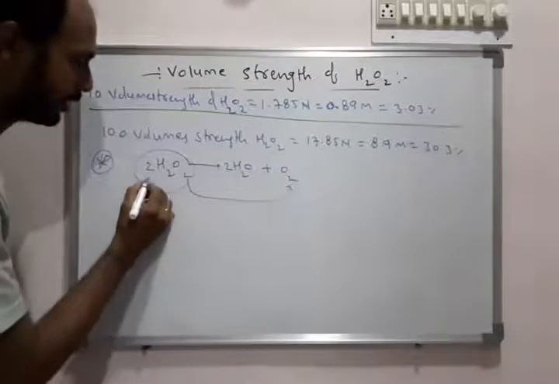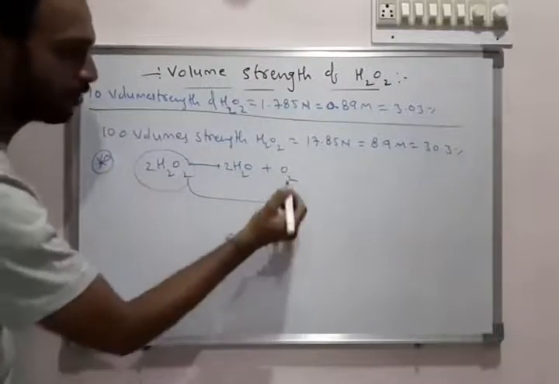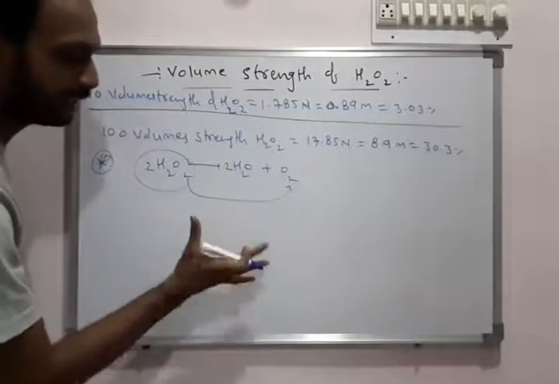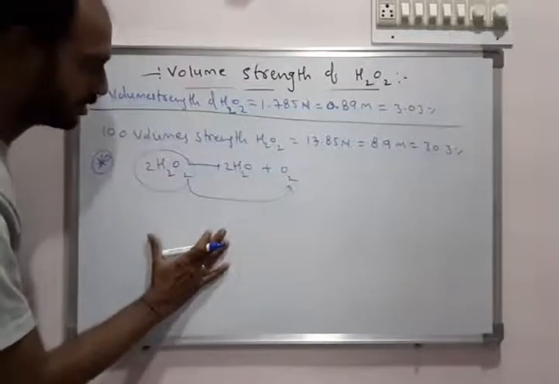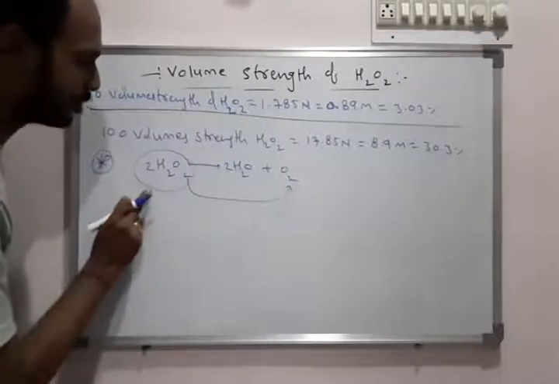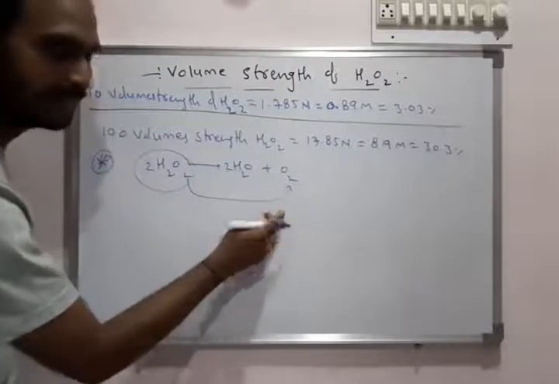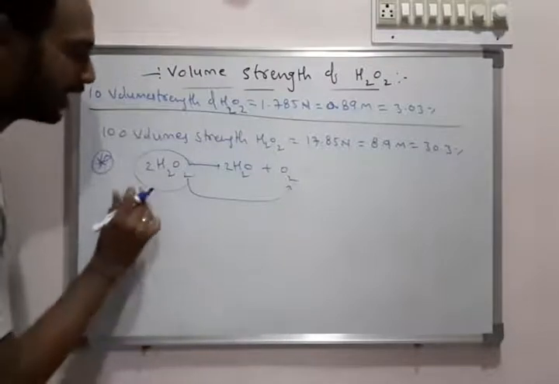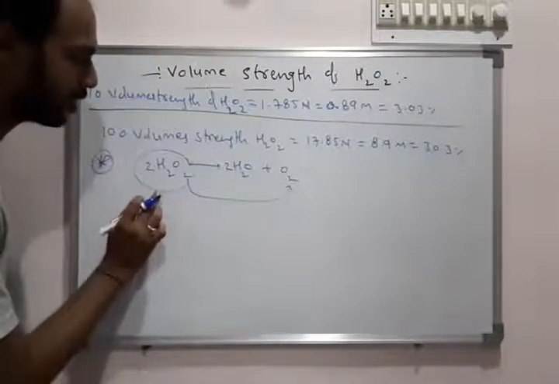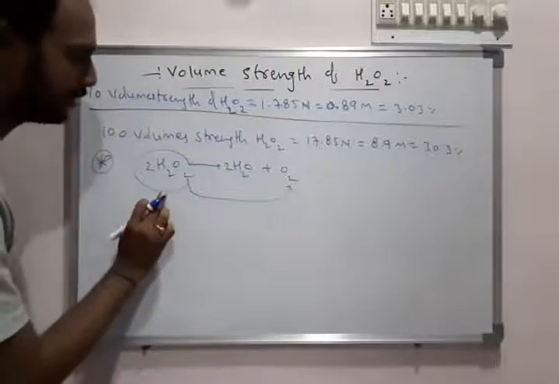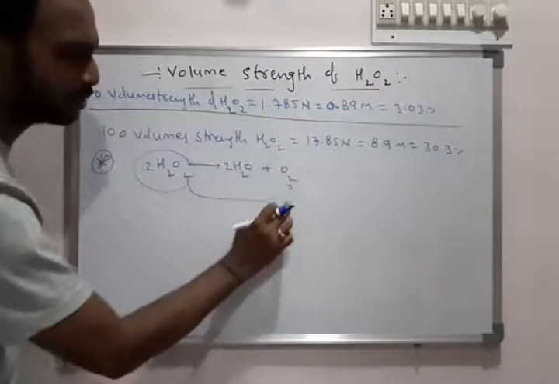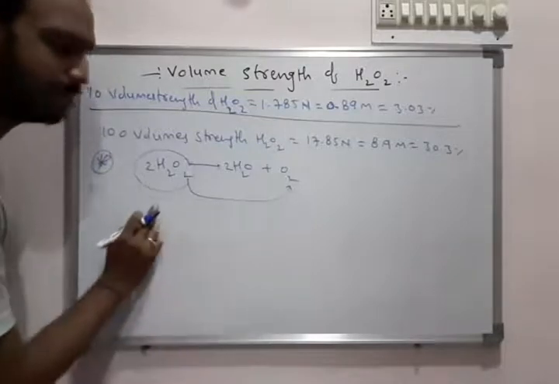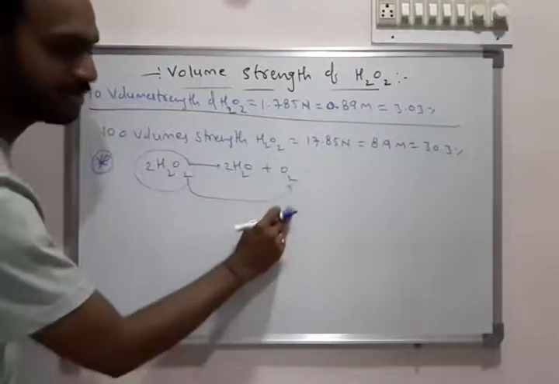For example, 2 moles give 1 mole of oxygen according to this equation. But for different samples of hydrogen peroxide, according to this equation 2 moles should give 1 mole of O2, but exactly 1 mole of oxygen may not come from 2 moles. So we call that the volume strength, that is its concentration. For example, if it is perfectly pure, we will get more oxygen. If it has some impurities, we will get less oxygen.